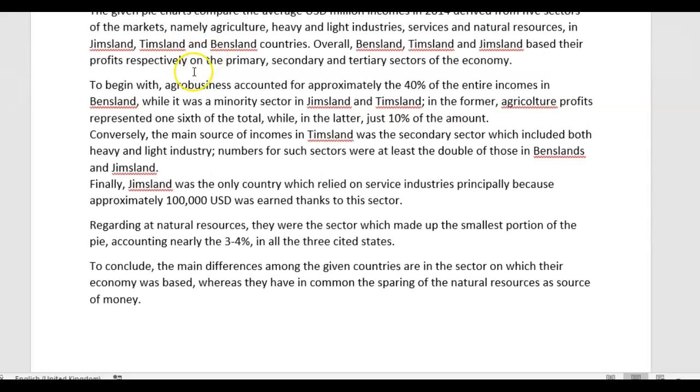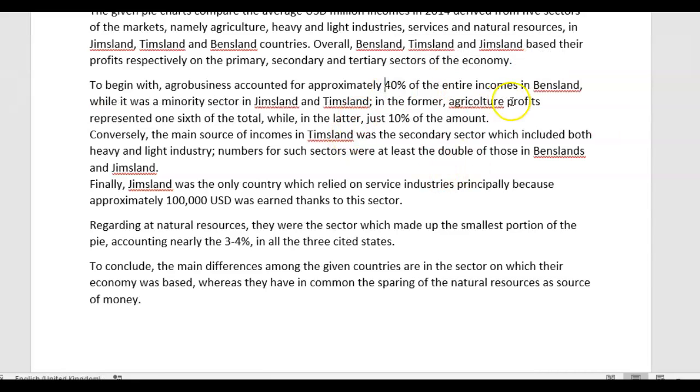To begin with, agribusiness accounted for approximately 40%. You don't need the article. 40% of the entire income, and you don't need the plural in Bensland, while it was a minority sector in Jimsland and Teamsland. Very nice observation. Okay, interesting alternative for agriculture. In the former, agriculture profits representing 1/6 of the total, while in the latter just 10% of the amount. Okay, well, you can also say a mere 10% of the amount.